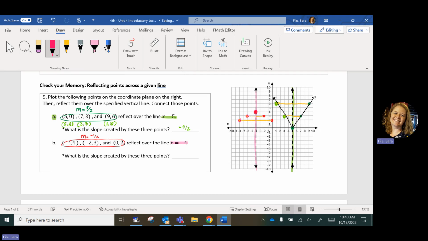Okay, so that's at negative 6, 3. And at negative 8, 2. And the one that was on there, it didn't move. It stayed negative 4, 4.